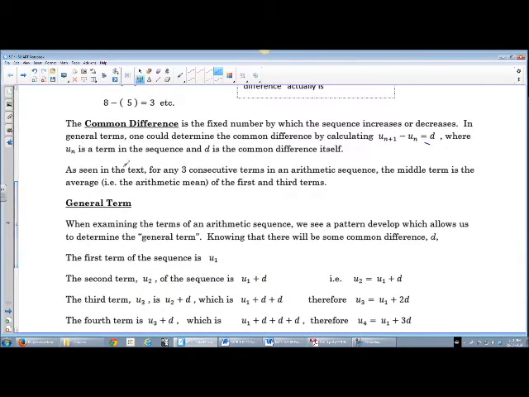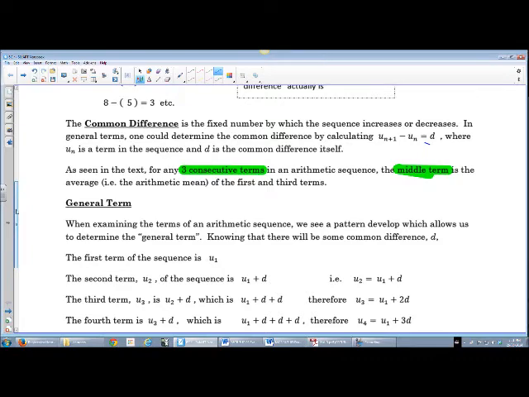Now this is a rather important part for one little stretch that we're going to be looking at. For any 3 consecutive terms in an arithmetic sequence, the middle term is the average of the first and third terms. We're going to see that a little bit later on.